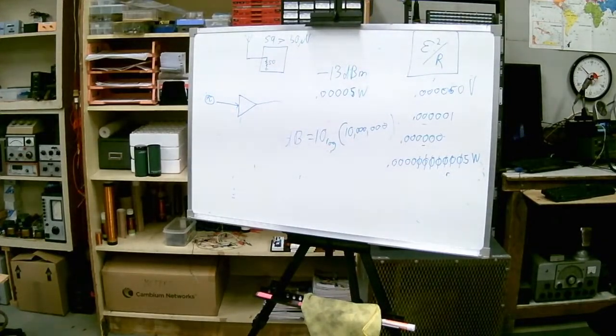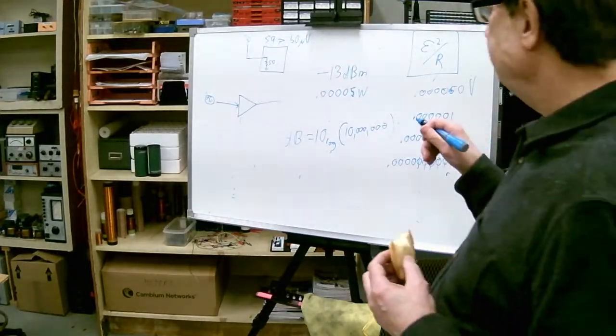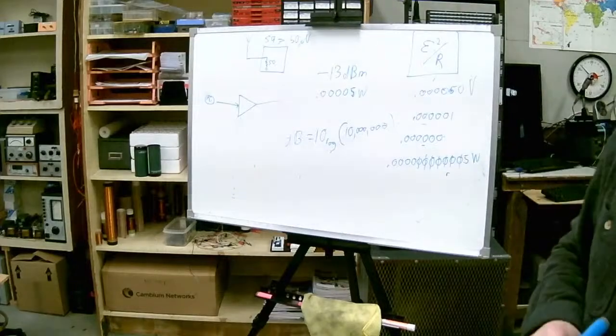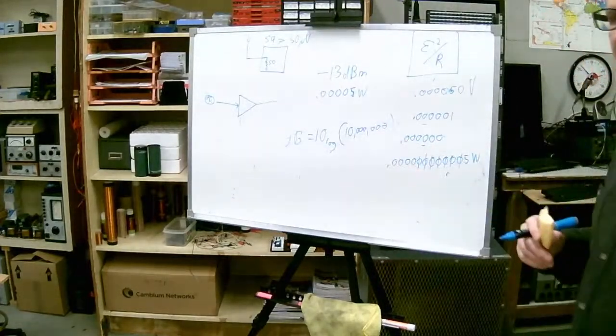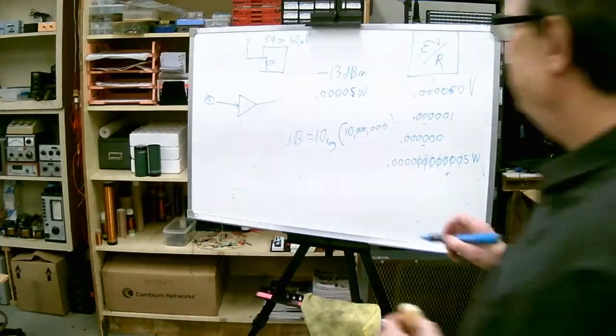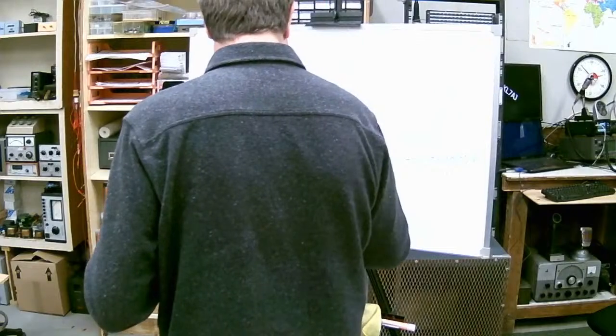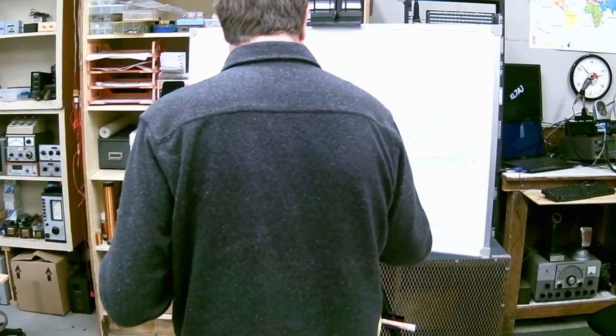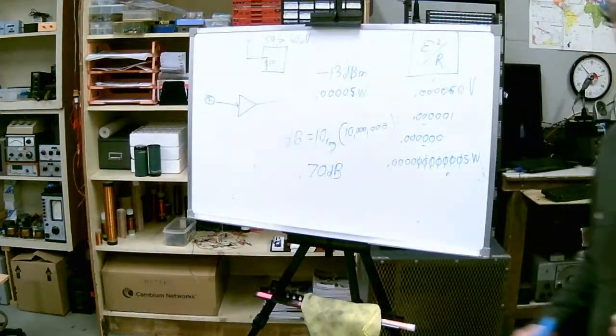Do I have to put 10 log or just log? No, you do the log first. Log of 10 million. Then you do times 10. 70 dB. Good round number. Something very common.